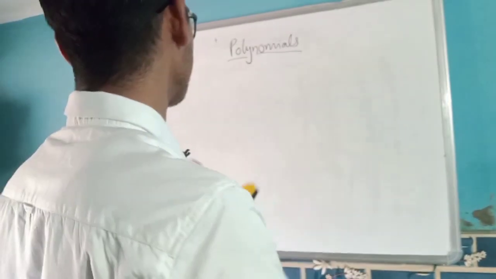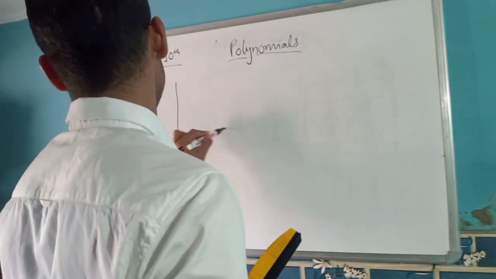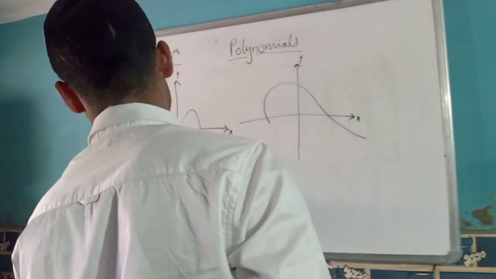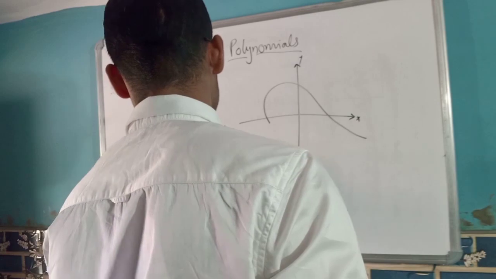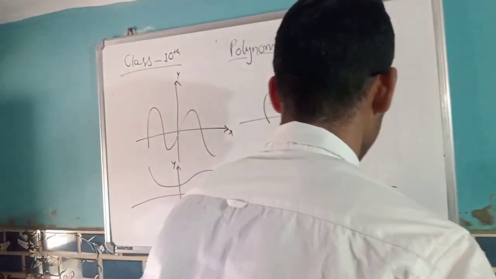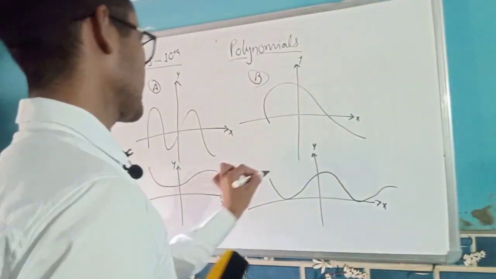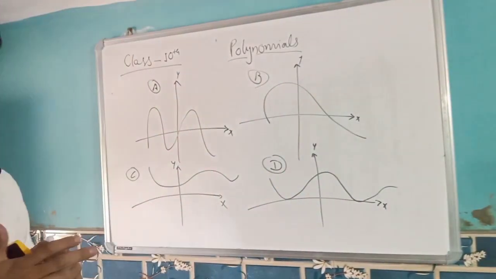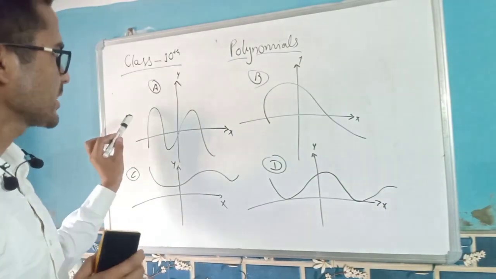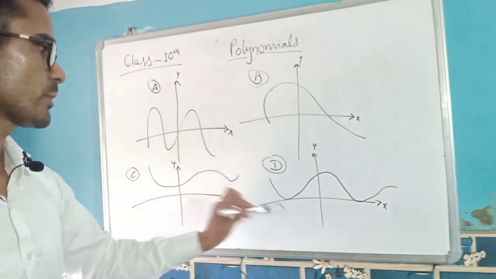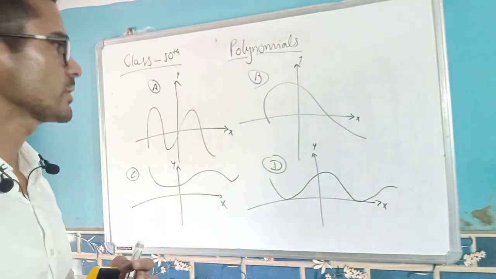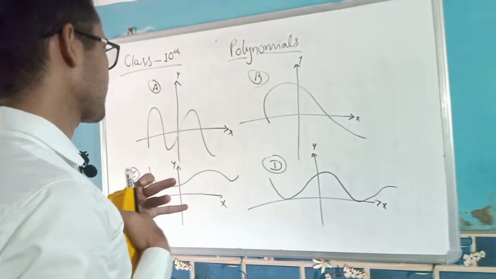Now you tell me, I have 3 to 4 graphs, let's say. A, B, C, and D. 4 graphs, and these are of course polynomials. Now you tell me, how many zeros this one has, what about this, what about this, and what about this. So you can of course pause the video and check, try to figure out, and then you can see the answer.